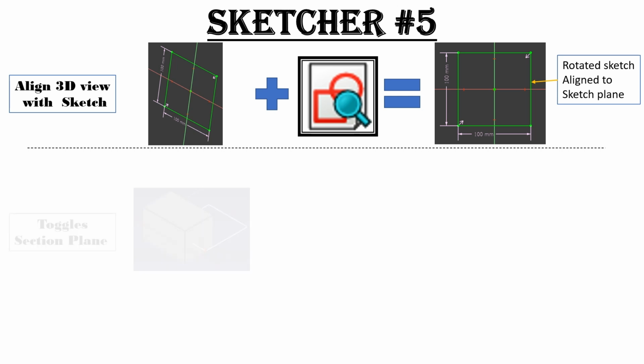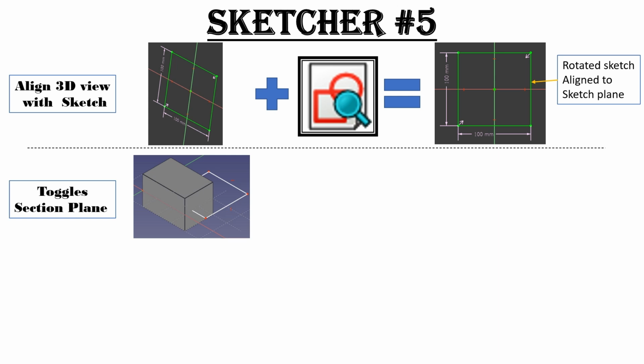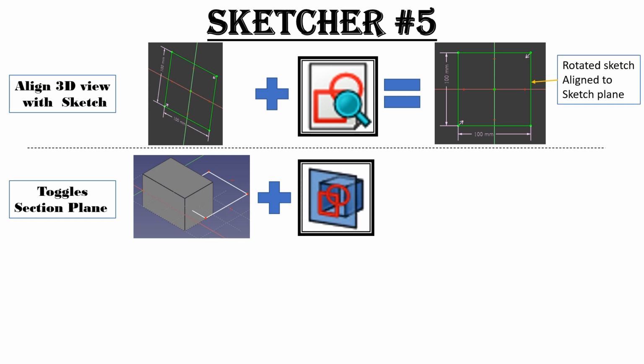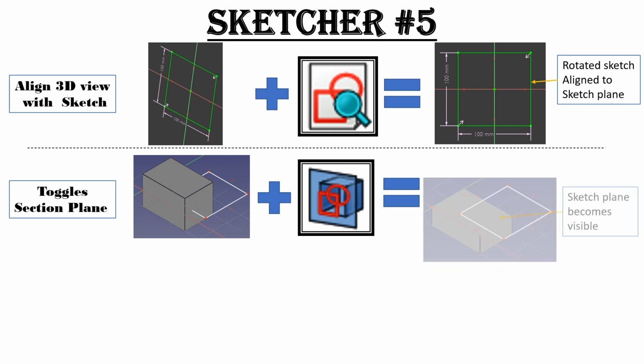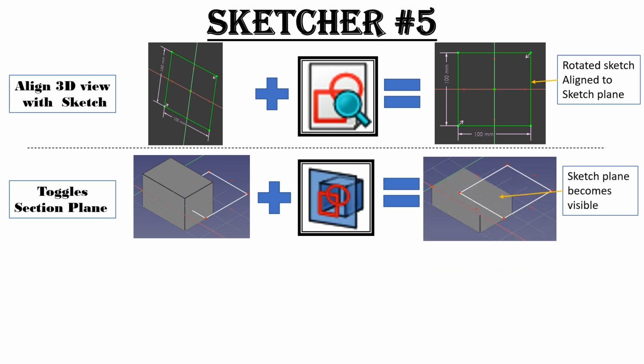The Sketcher View Section tool toggles a temporary section plane that hides any objects and parts of objects in front of the sketch plane while the sketch is in edit mode. If you want to see the sketch plane, which is covered by other parts, first select the Sketch and then View Section tool option from the menu.